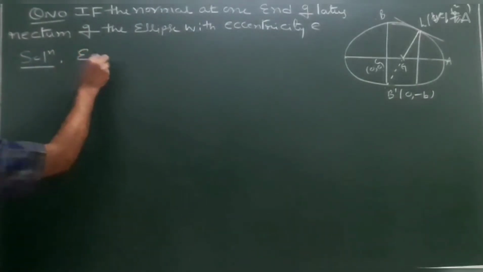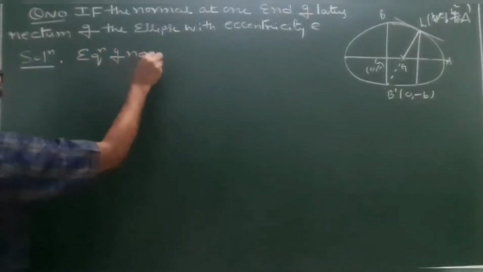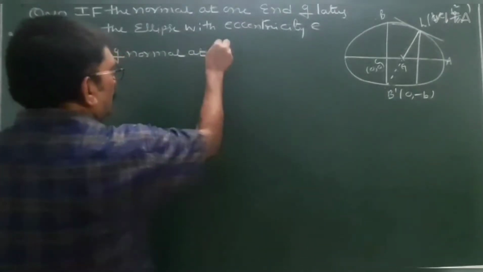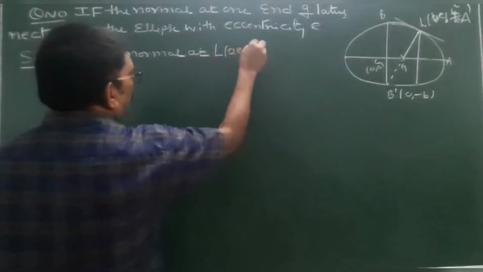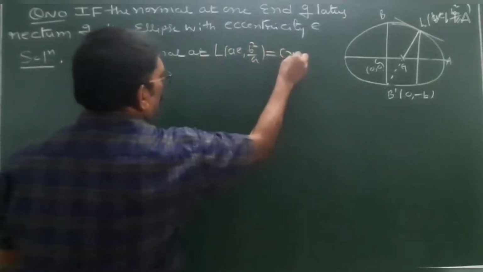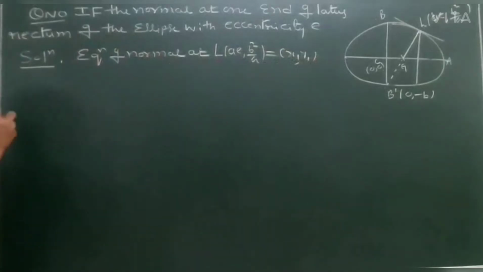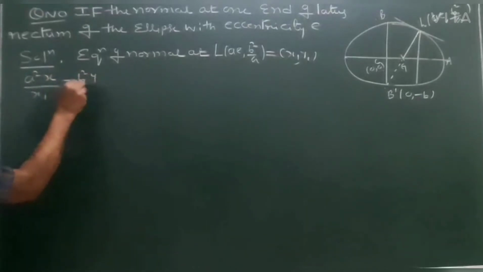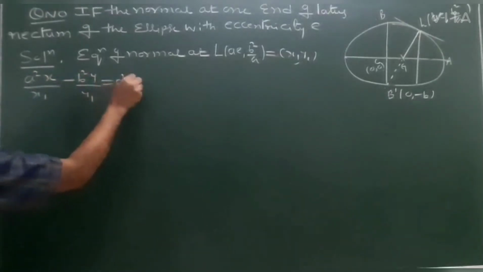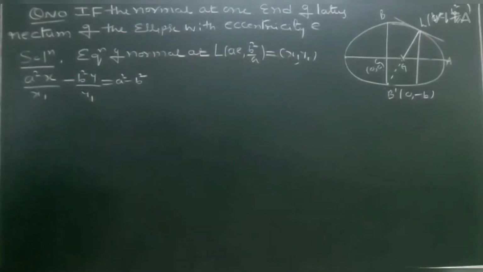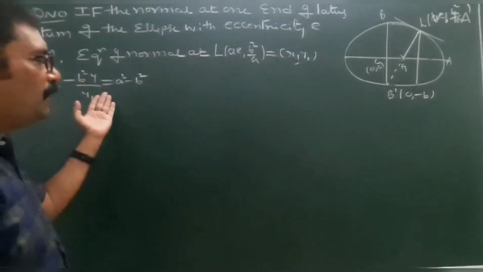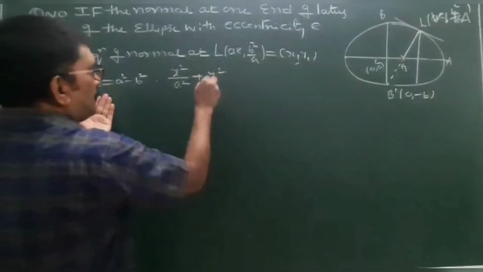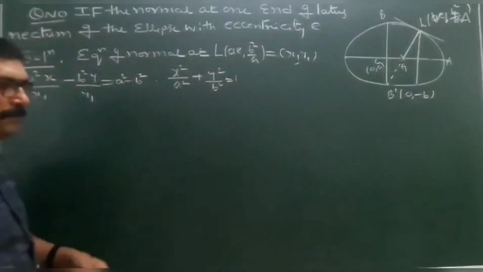So, the equation of the normal at L(ae, b²/a), which can be taken as (x1, y1), is given by a²x/x1 − b²y/y1 = a² − b². Yes, this is the equation of the normal to the ellipse x²/a² + y²/b² = 1.